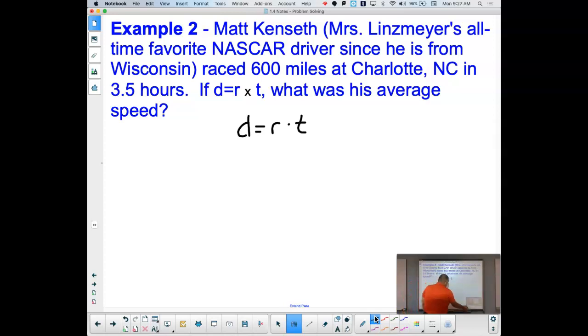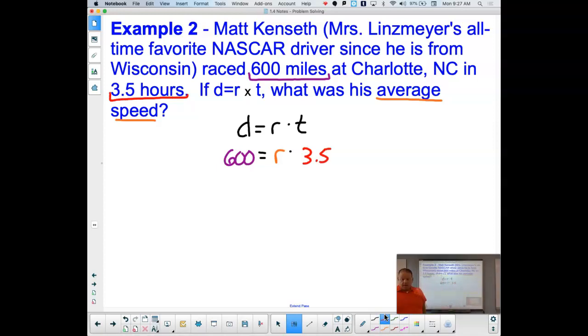The distance that he traveled was 600 miles. We are looking for his average speed. That is our R, our rate. And the time it took him was 3.5 hours. So now what we're going to do is divide both sides by 3.5.